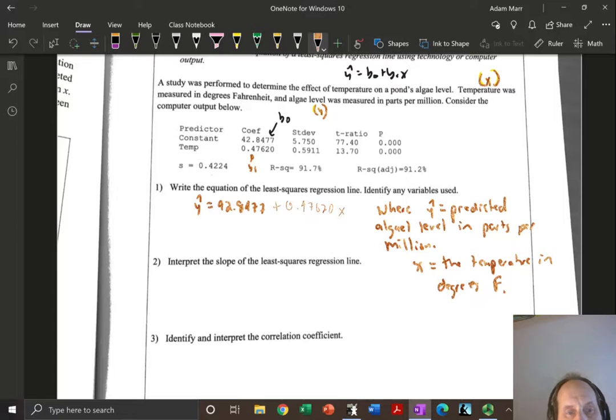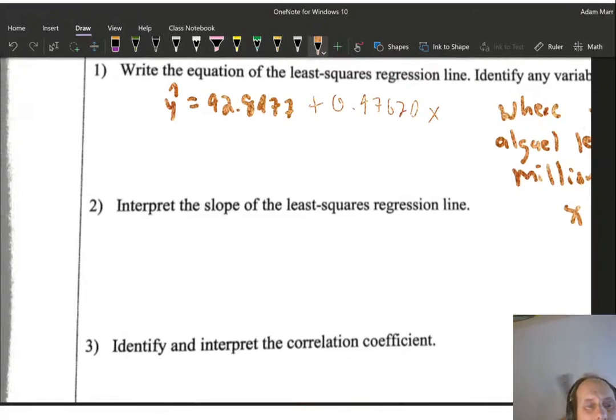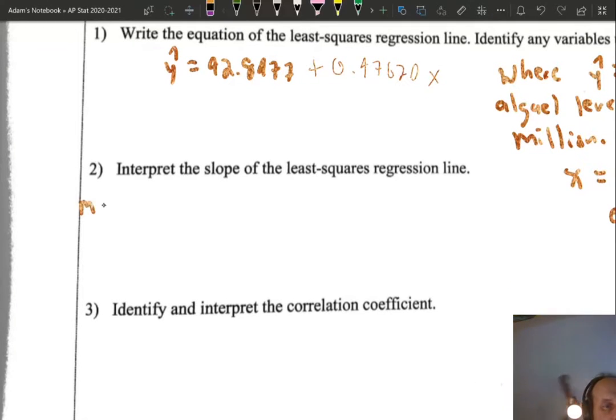Secondly, interpret the slope of the least square regression line. What I always think about when we have these slope questions, guys, is just think about what is a slope? Well, just go back to Algebra 1. A slope is the change in y over the change in x, the difference of the y's over the difference of the x's. Okay, so no problem.